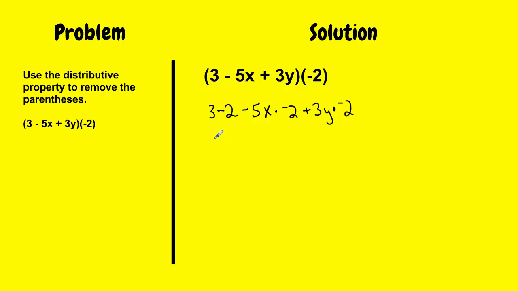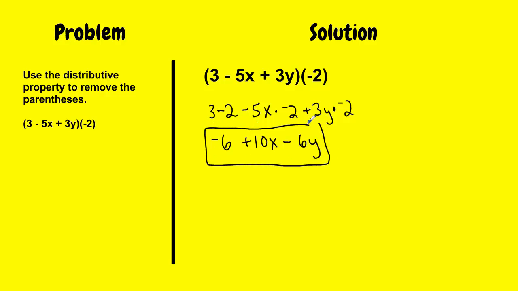Positive times a negative, I get negative 6. Negative times a negative, I get a positive 10x. And then a positive times a negative, I get negative 6y. And I can see none of these are like terms, so that would be my final answer. I would get the expression negative 6 plus 10x minus 6y.